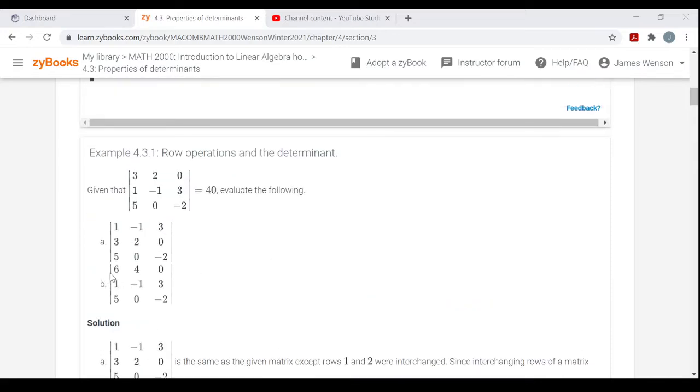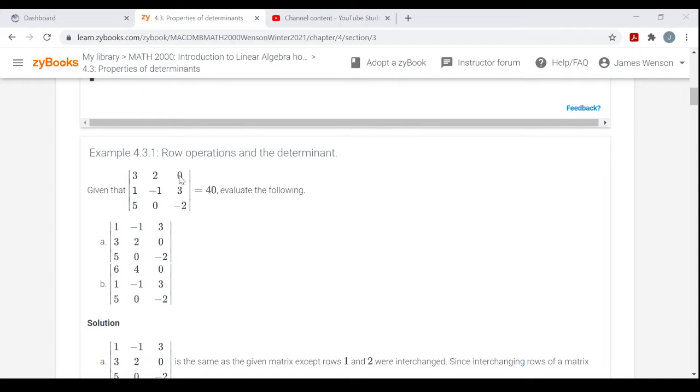Okay, and then again, how does this third one, this part B, how does this matrix compare to the original? Well, the second row is the same, the third row is the same. The first row, though, see how this first row, 6, 4, 0, isn't that just twice the first row here? So I would have taken this top matrix and multiplied the first row by 2 to get 6, 4, 0.